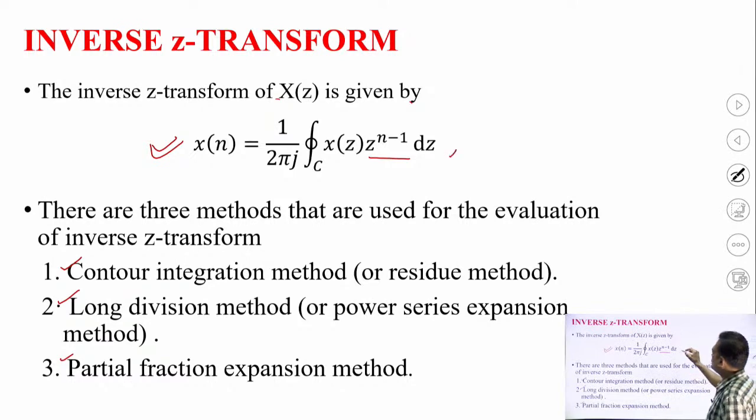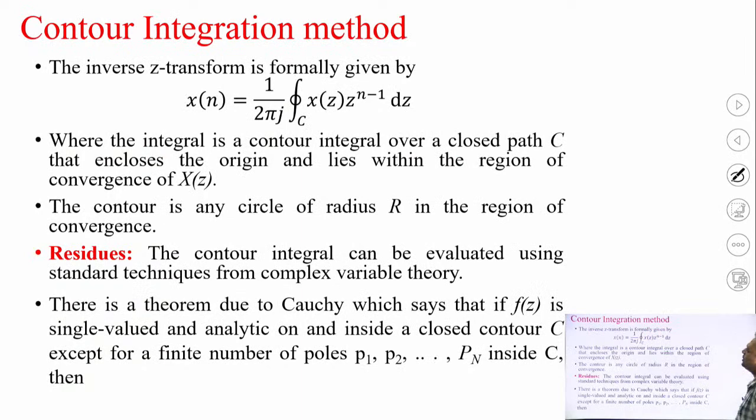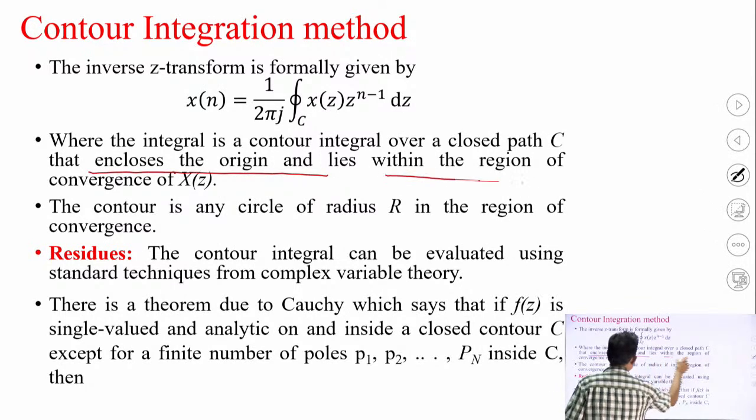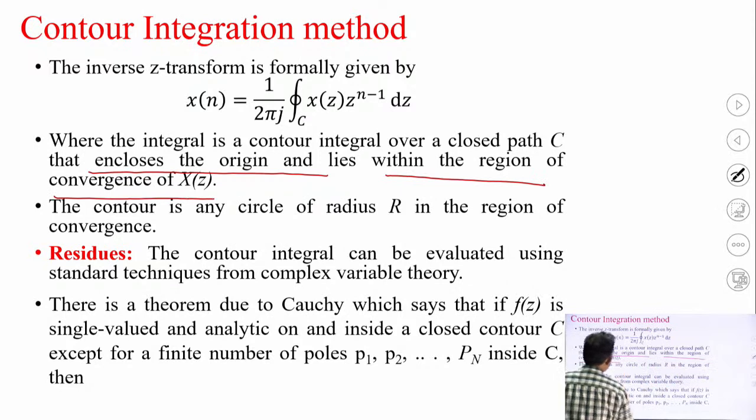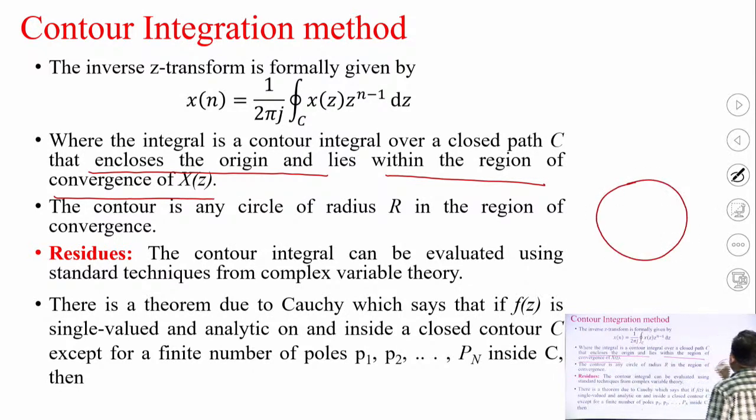The contour integration method uses this formula, where the integral is a contour integral over a closed path C that encloses the origin and lies within the region of convergence of X(z). So we have to take a closed path C in such a manner that it must lie within the ROC given in the question. The contour is any circle of radius r in the region of convergence. So we will calculate residues in this case.